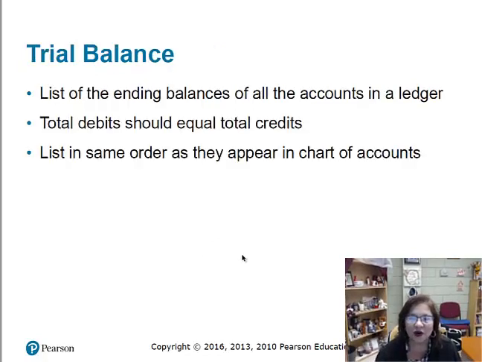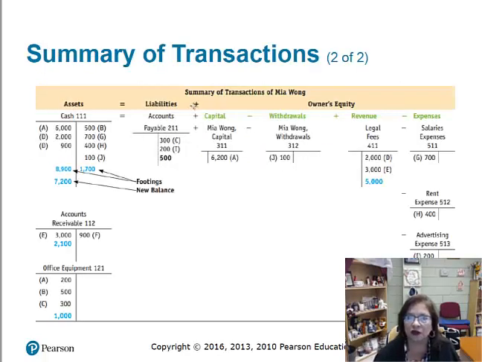Here we go. So the trial balance is the listing of all the ending balances of the accounts in the ledger. All of them for the month or for the day or for the year, for the quarter. That's what it is. The list is in the same order as they appear on the chart of accounts. All the assets, all the cash, the assets, then of course the liabilities, then the owner's equity, then revenue, expenses, the whole nine yards. Okay, so you'll see the transactions that are here, and notice you'll have footings as well of the new balance here. This is the summary of the transactions.